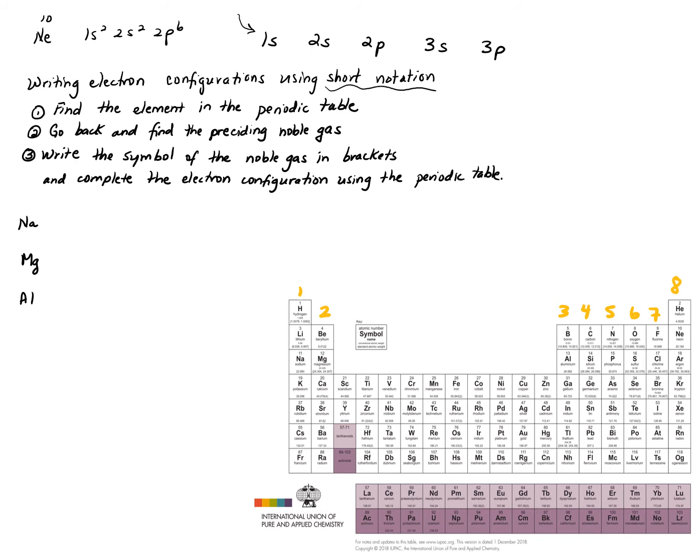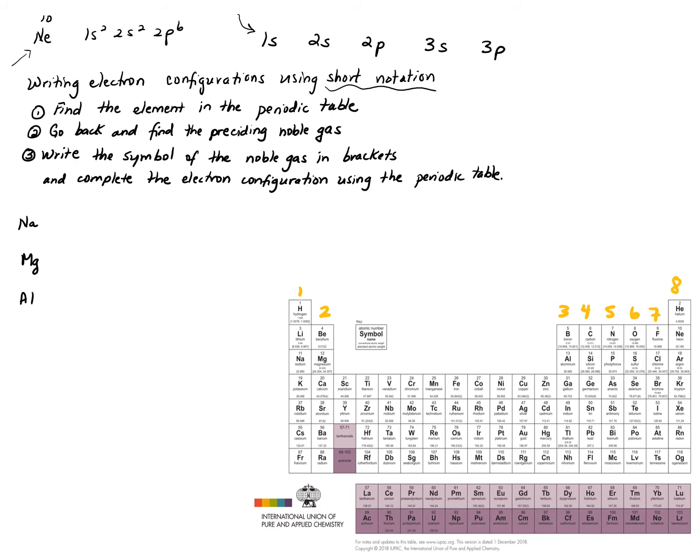To use the short notation, I have steps here that we can follow. I have the electron configuration for neon up here, which is the last one that we wrote. 1s2, 2s2, 2p6, that adds up to 10 electrons. So we're going to use the short notation to write down the electron configuration for sodium, magnesium, and aluminum.